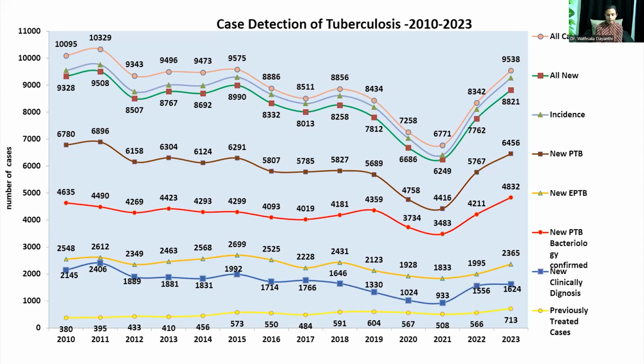As you can see, the case detection is increasing, for all TB, extrapulmonary as well as pulmonary TB. There was a dip in 2021, 2022, probably due to COVID. Now it's increasing, and this is 2023. We are expecting more this year. We are receiving a lot of samples to NTRL.